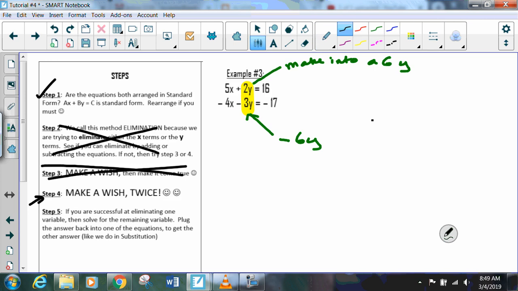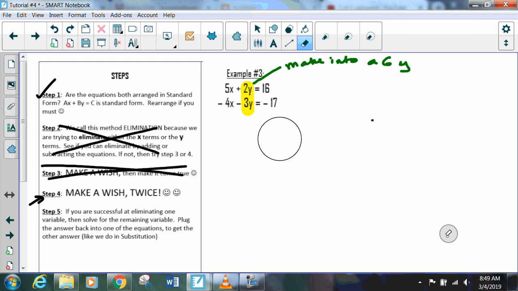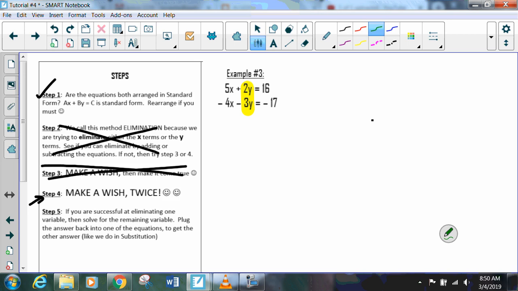And so what we're going to do is we're going to make a wish twice. To make that happen, we're going to say, okay, to make that 2y into a 6y, I'm going to have to multiply everything by 3. So I'm going to change this first equation. 5x times 3 is 15x. 2y times 3 is 6y. And 16 times 3 is 48.